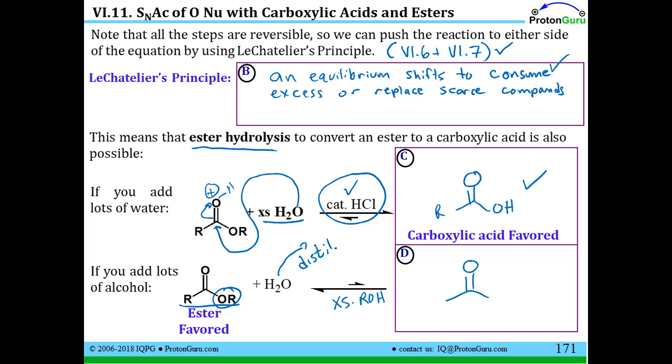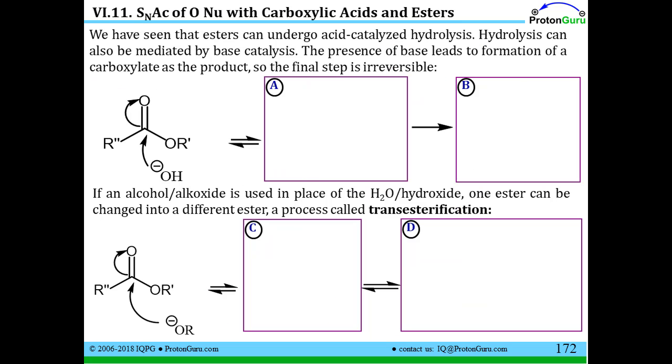So we could start with the carboxylic acid, like I showed in the previous page, and get the ester by using an excess of the alcohol, again in the presence of catalytic amount of acid, and this would be the Fischer-Esterification reaction.